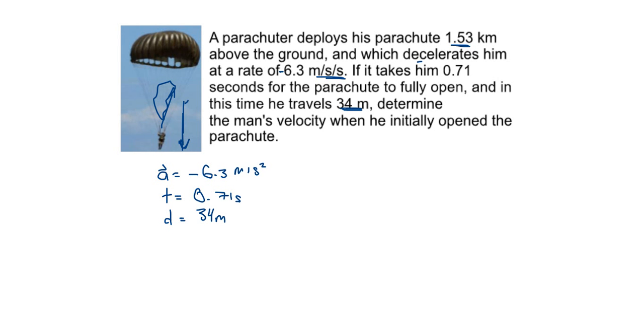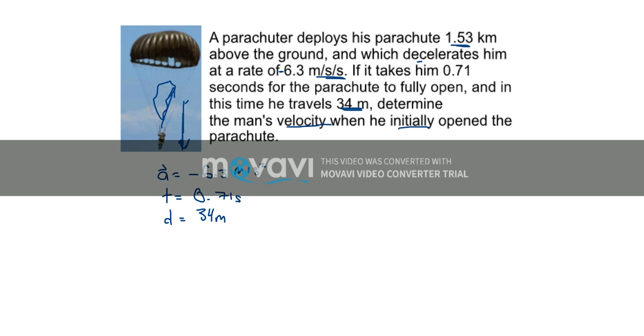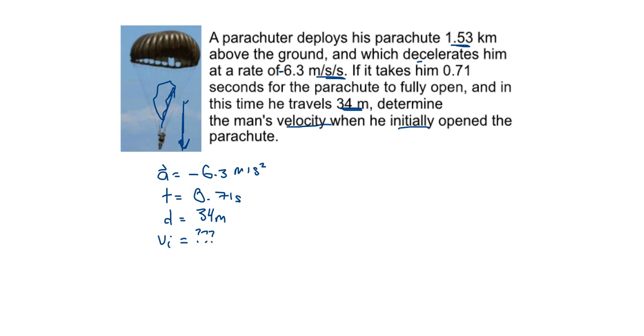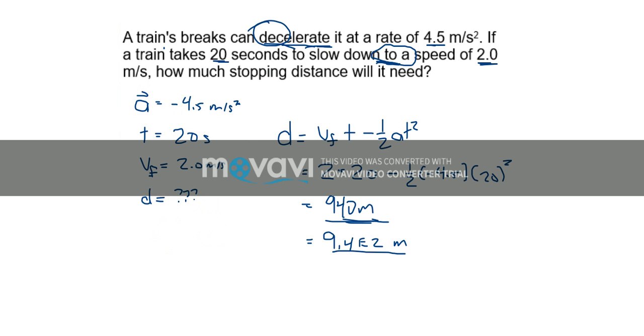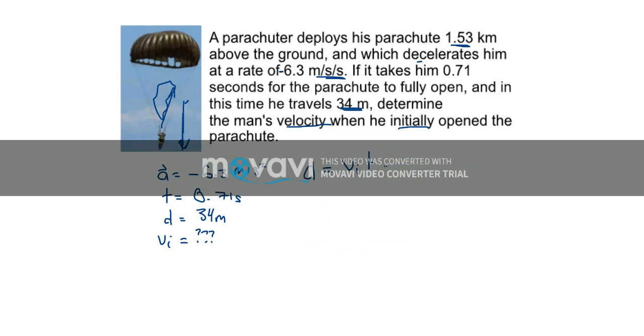It wants to know the man's velocity when he initially opened the parachute, so that's VI, which means I need a different formula. I need a slightly different one. I need the formula that goes D equals VIT, what is it, plus or minus? Plus 1/2 AT squared.